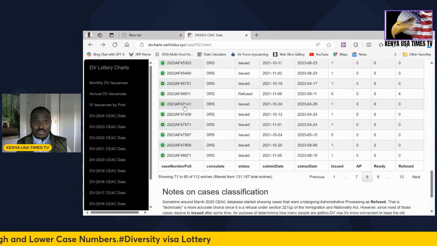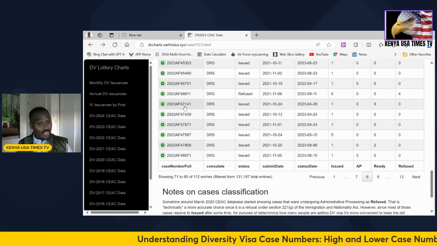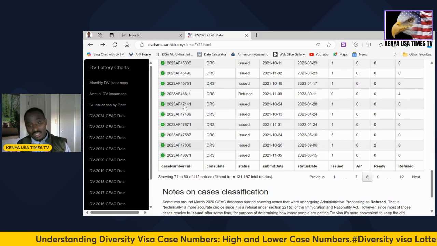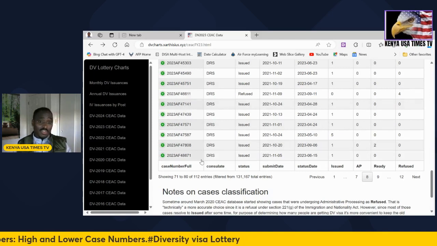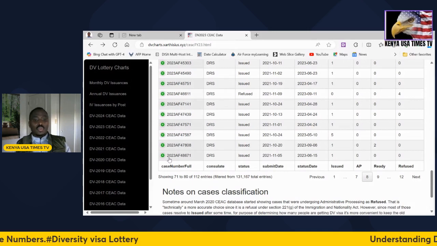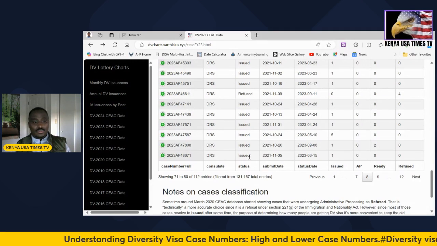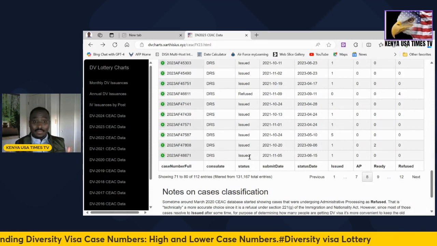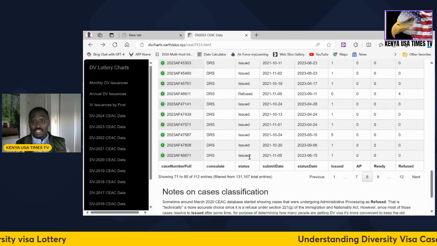But Dar es Salaam, a person with case number 47141 was issued a visa. As you can see, the performance of this embassy is good, or was good at that time. Obviously, things may change. 48671, Dar es Salaam, visa issued. While in Kenya, a person of the same case number could not get the visa. Make your decision very well.